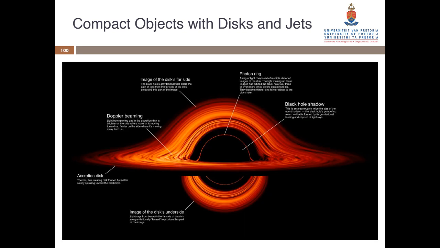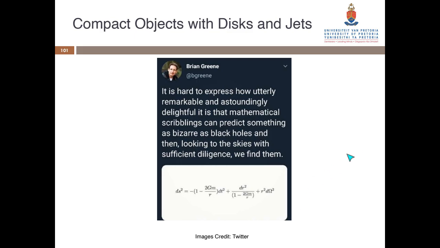So when we look at a black hole, these are just the different features described of the black hole. This was tweeted by Professor Brian Greene when the first black hole was imaged: "It is hard to express how utterly remarkable and astonishingly delightful it is that mathematical scribblings can predict something as bizarre as a black hole. And then looking at the skies with sufficient digits, we find them." And this is the equations of John Mitchell.